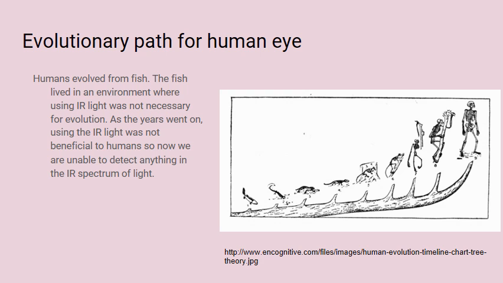Humans have evolved from fish, and fish lived in an environment where they were underwater and infrared light did not pass through water, so their eyes did not need to see infrared light. As you can see on this phylogenetic tree, a lot of our characteristics, such as our eyes, came from fish, and since fish did not have eyes equipped to detect infrared light, neither do we.